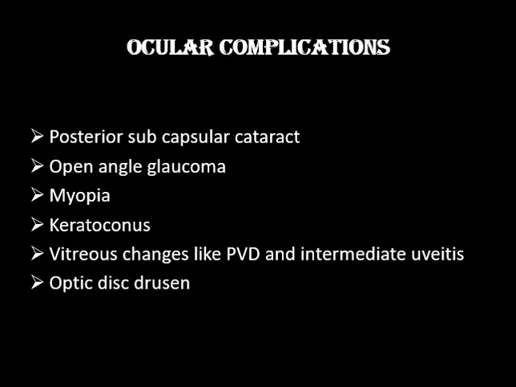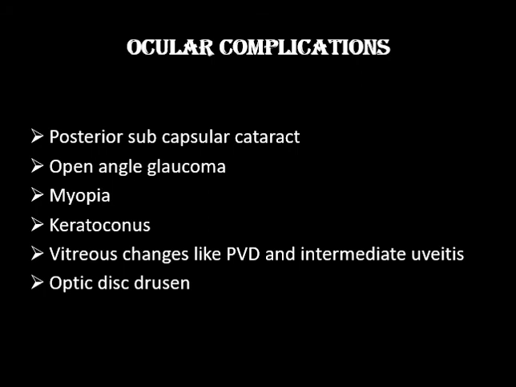There are different ocular complications that can occur in patients who have retinitis pigmentosa. That is posterior subcapsular cataract. The incidence of open angle glaucoma is increased. There is increased incidence of myopia. There is increased chance of keratoconus, and the patients have early vitreous syneresis, and that leads to posterior vitreous detachment. And these patients sometimes present with intermediate uveitis also.